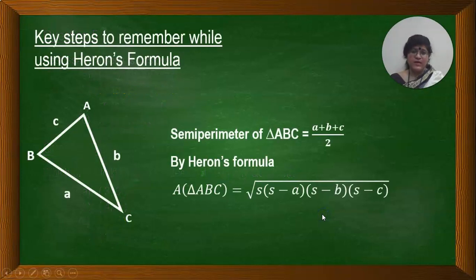Now Heron's formula, these are key steps to remember when you're solving questions on Heron's formula. Semi-perimeter is the first thing that you need to find out, and then you apply Heron's formula. Let us look at some multiple choice questions from this chapter.